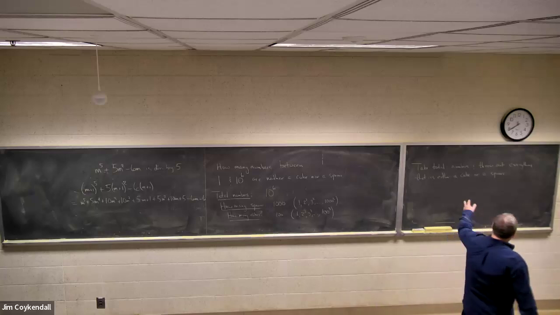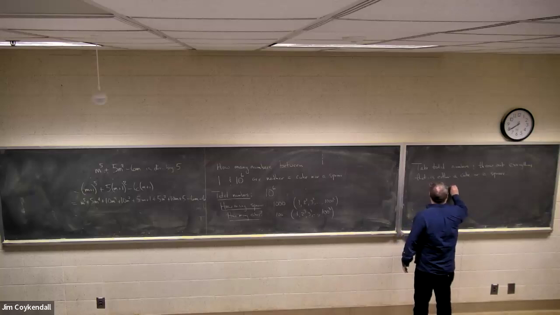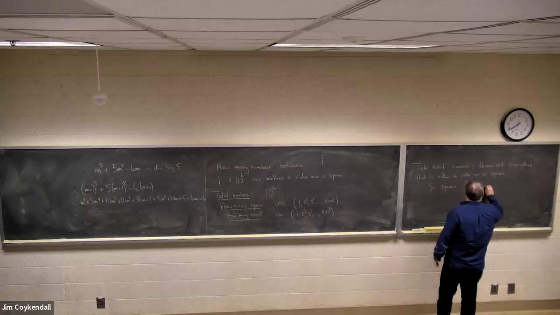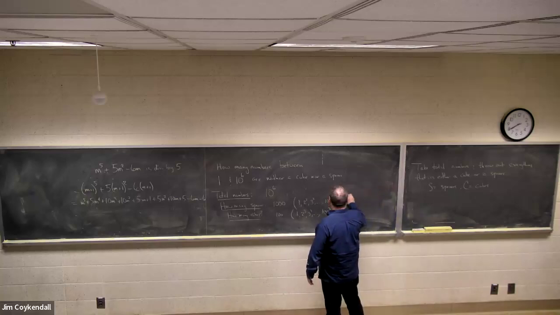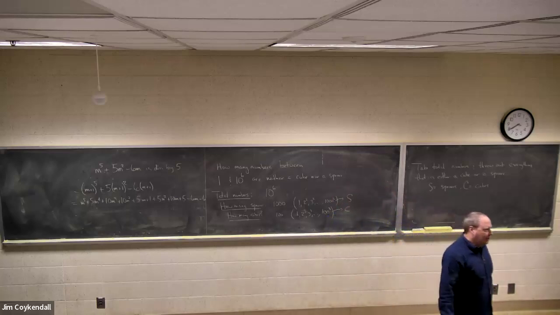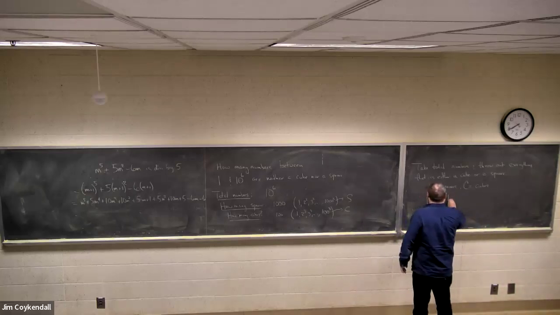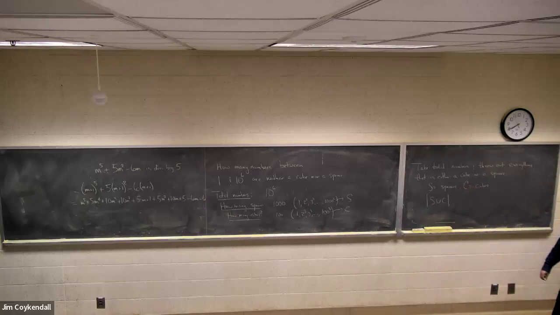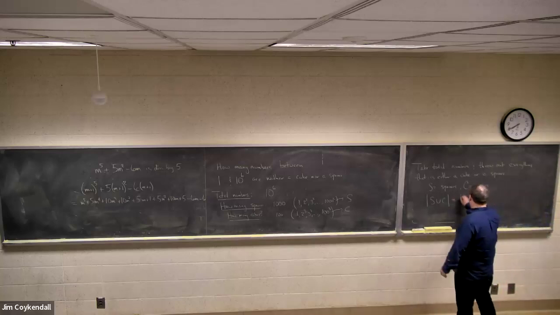So to count this, let S equal the squares. Let C equal the cubes. So this is the set of squares, and this is the set of cubes, right? I need to find out how many elements there are in the union.